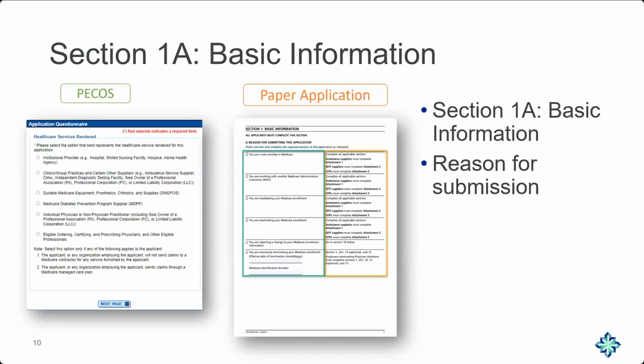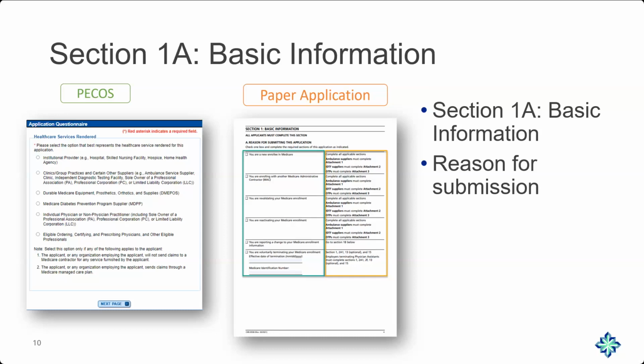So we'll start with section 1A, which is your basic information section. Now this is going to be a little different, obviously, between paper and PACOS. So in PACOS, what you're looking at on the left side is a questionnaire. We refer to that as the enrollment questionnaire. And with PACOS, it's going to be asking you multiple questions. It's a lot like the do-it-yourself tax software. It asks you a lot of questions so that it knows what information to gain from you.